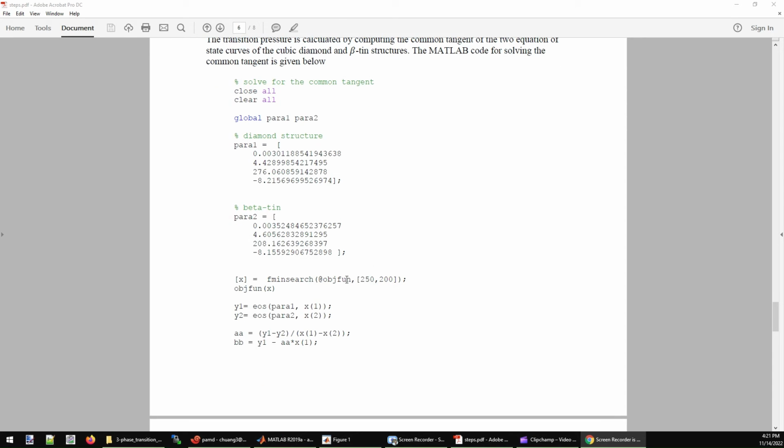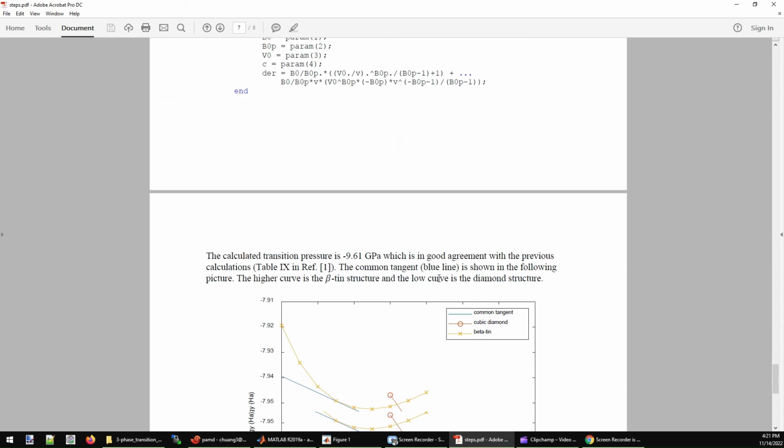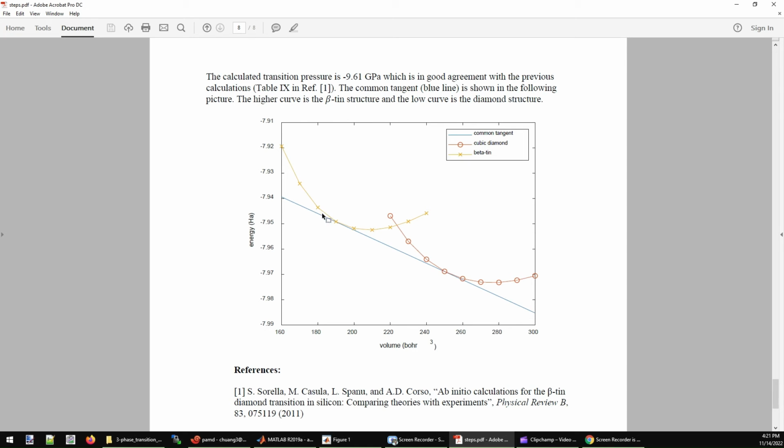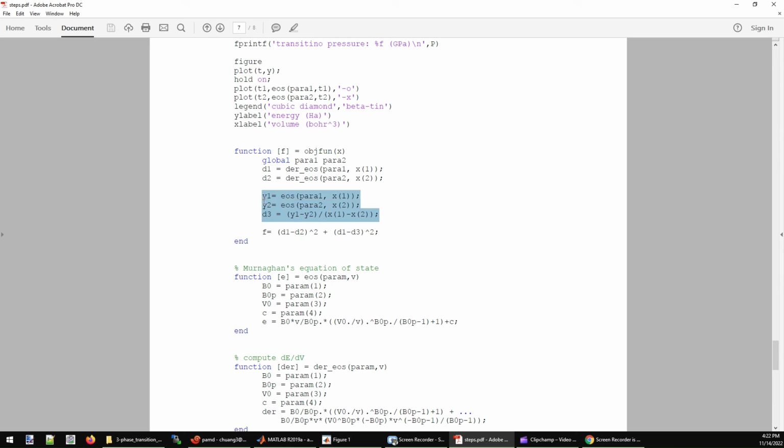Okay, so now let's take a look at what this objective function does in practice. The objective function is defined here. Basically, you just pick 2 points on the volume axis, for example, 1 point here and 1 point here. Then you calculate the derivative at these 2 points on these 2 parabolas. In the meanwhile, you also calculate the slope between these 2 points by using the finite difference method like this.